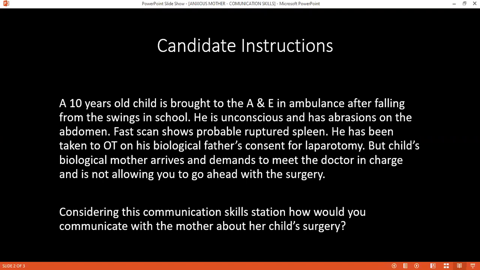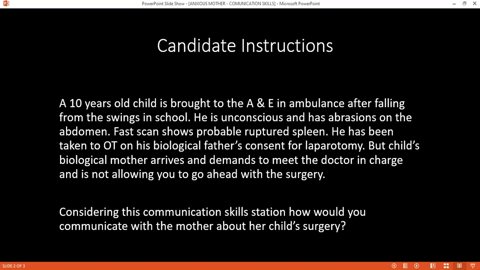I am really sorry to find you in this situation. I totally understand your apprehension at the moment. Can you please tell me how much you know about your child's condition? I just know, doctor, that my child fell from a swing in the school and then he was brought here and taken to surgery. But I don't understand why it is done and I don't want to go ahead with surgery. I have not even seen him. Well, I am here to discuss the same. If you allow me, let me tell you what happened to your child.